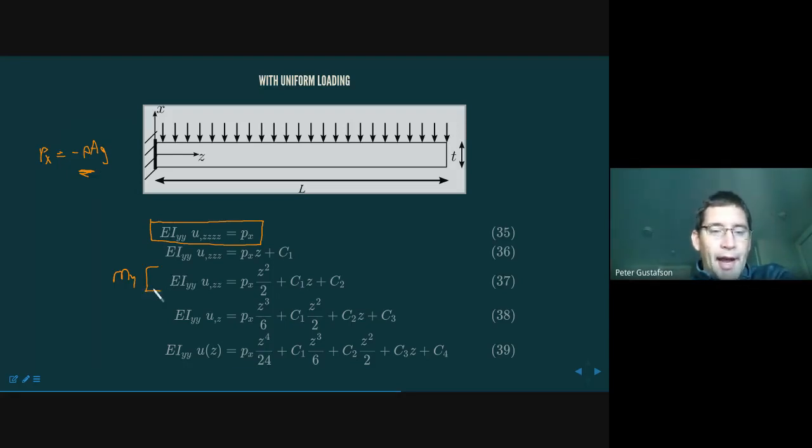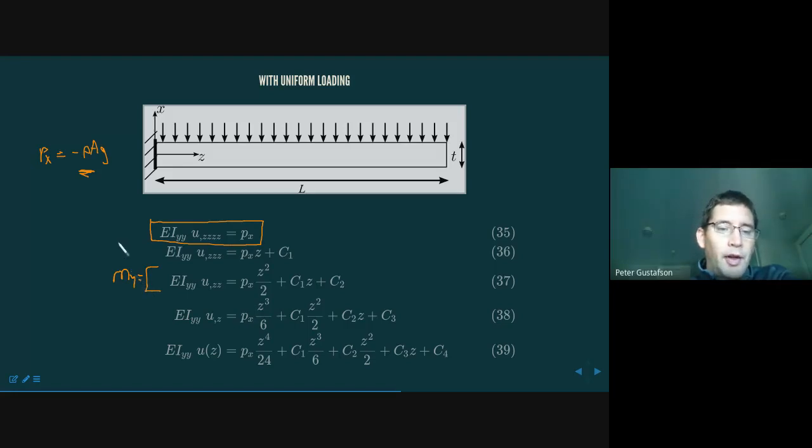Okay, so now we've integrated twice, we got to the moment equation, and now we know the moment is actually a quadratic equation. So the moment in this problem is going to be equal to px z squared over 2 plus c1z plus c2. Now we've got to be a little bit careful about that because we don't know what c1 and c2 are yet, so we'll return to that at some point.